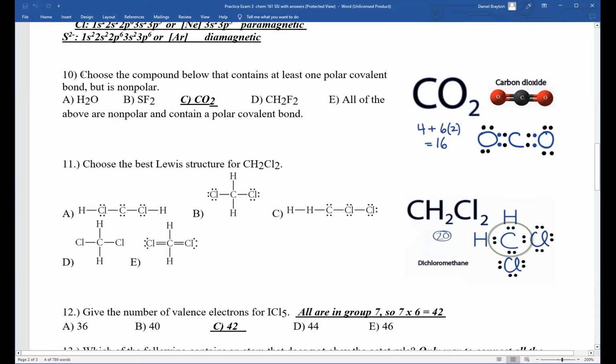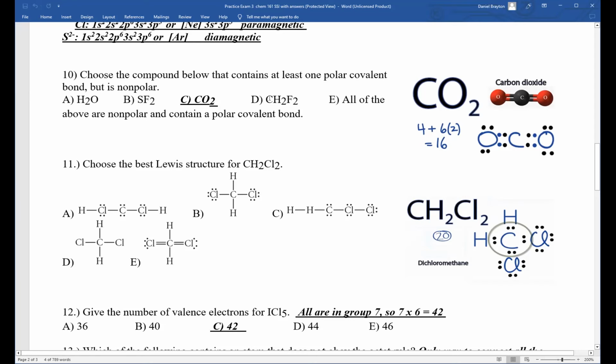Anyway, number 10. Choose the compound below that contains at least one polar covalent bond, but is non-polar. So for these, you'd have to go and draw them all. Just by glancing at them, it's pretty easy to tell what the central atom is, right? Water is bent, oxygen's the central atom. Both bonds are polar, but the overall molecule is polar in that one due to the bent structure. The sulfur, the same thing.